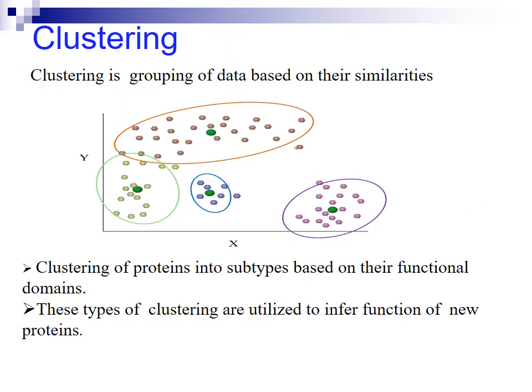Next, clustering is another data mining technique. Clustering is grouping of data based on their similarities. Here, proteins are clustered into subtypes based on their functional domains. Functional domains are used to find similarities among the data. This type of clustering is used to infer the function of a new protein.